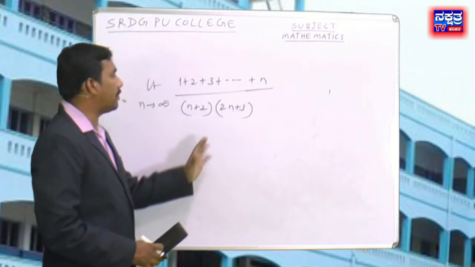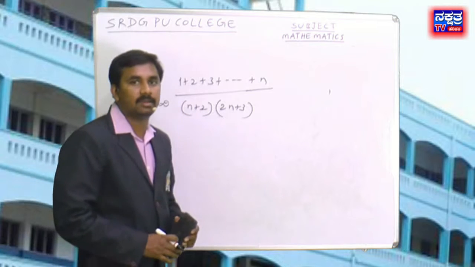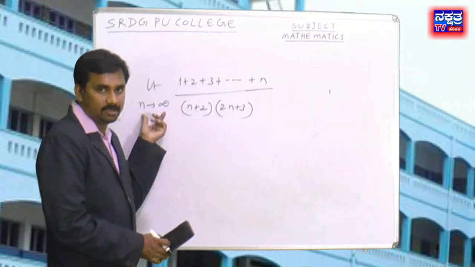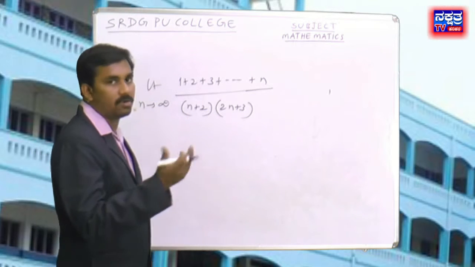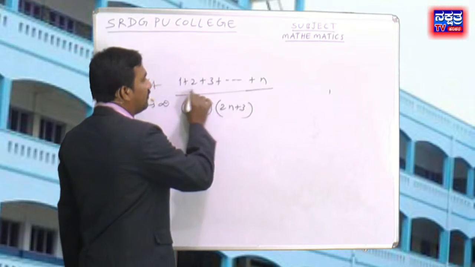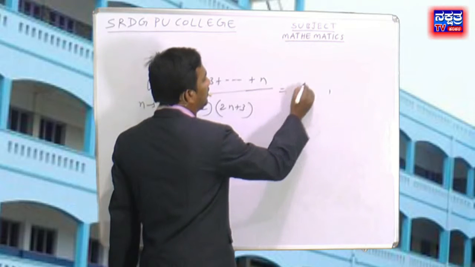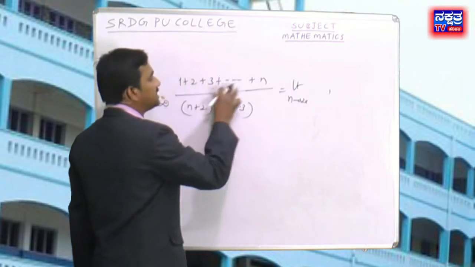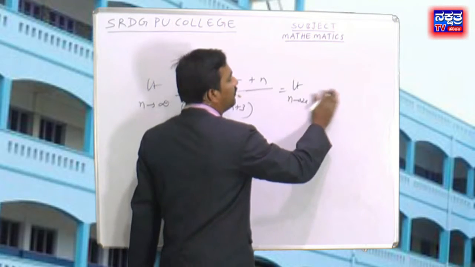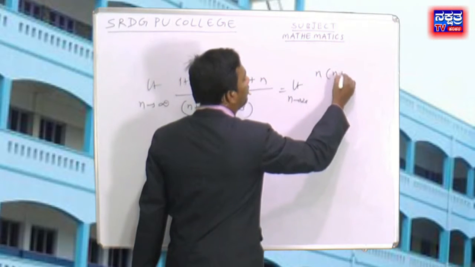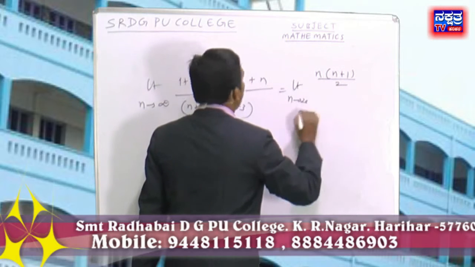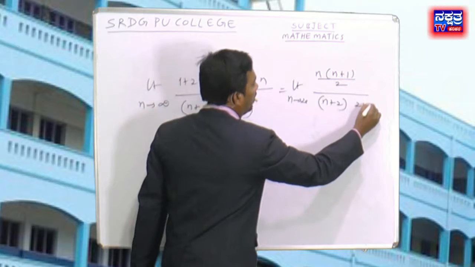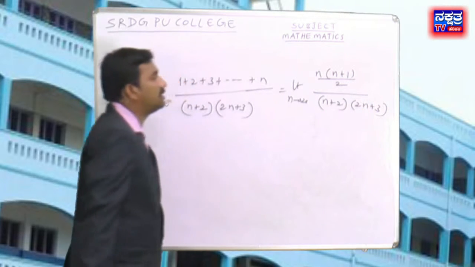Students, here is one important model in JEE, that is limit n tends to infinity. Limit n tends to infinity means what we have to do? Here first we have to write this function. It is limit n tends to infinity, sum of first n natural numbers formula, all of you know, n into (n plus 1) by 2, divided by (n plus 2) into (2n plus 3). So this is the given function.